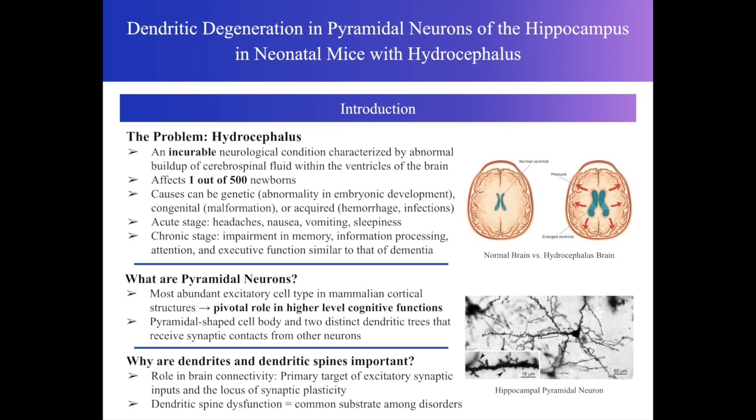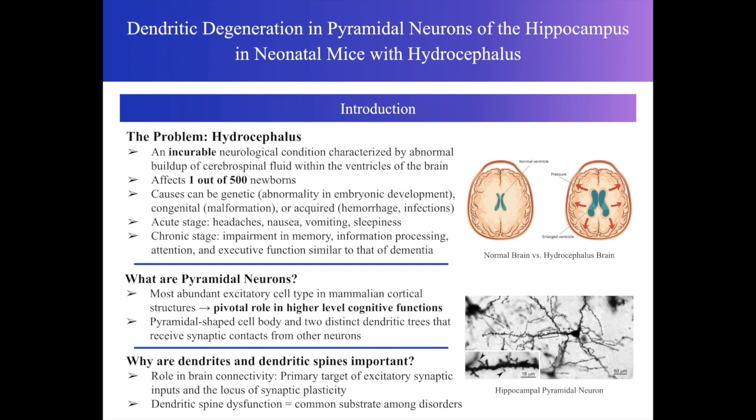Hello judges, my project aims to tackle hydrocephalus, an incurable neurological disorder characterized by abnormal expansion of brain ventricles due to impaired cerebrospinal fluid circulation. Hydrocephalus affects nearly 1 out of every 500 newborns, making it as common as Down syndrome. In the acute stage, dilated ventricles and increased intracranial pressure cause symptoms such as headaches and nausea.